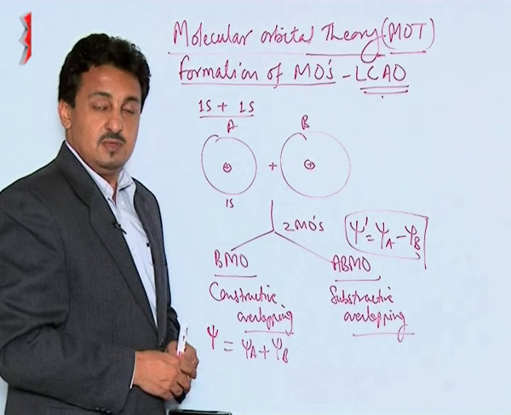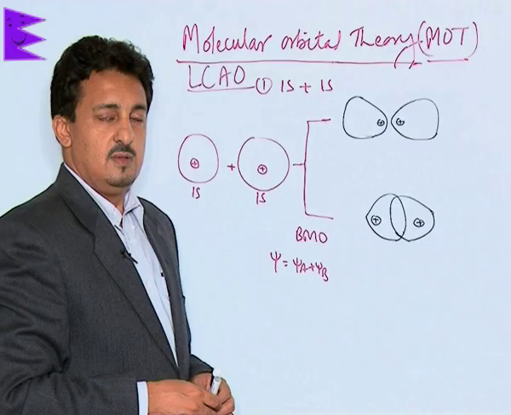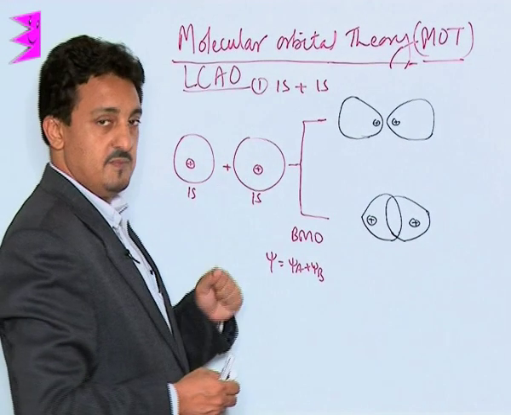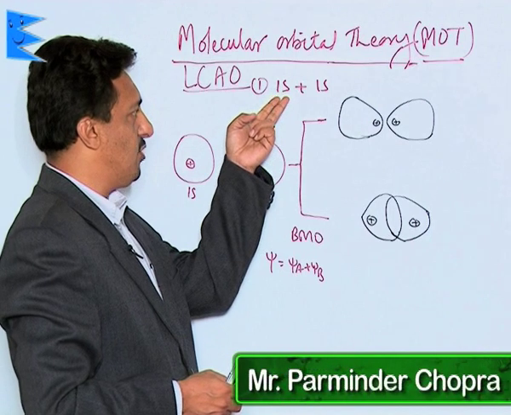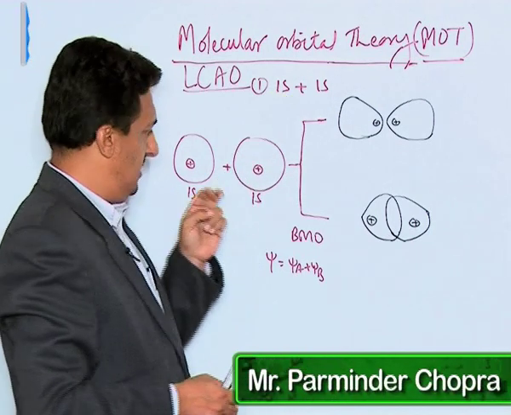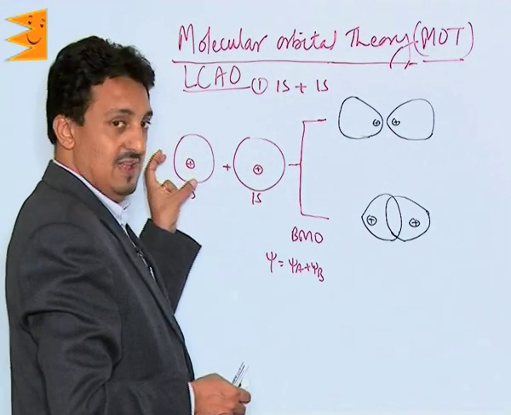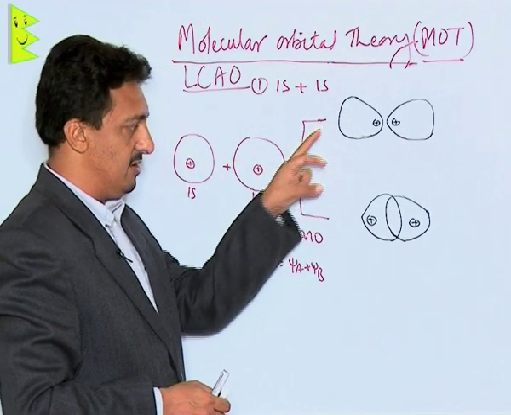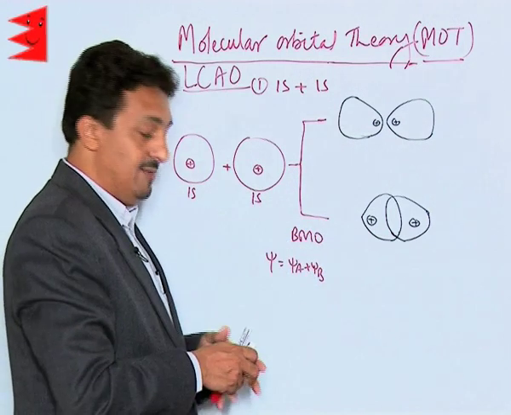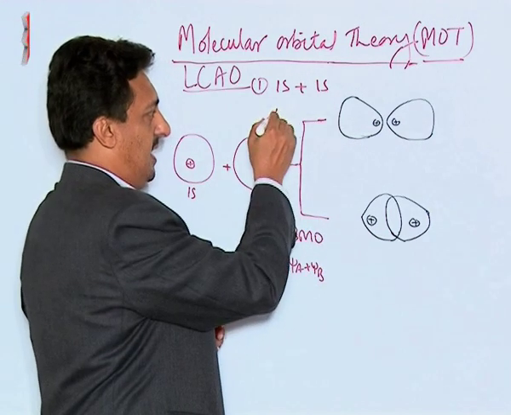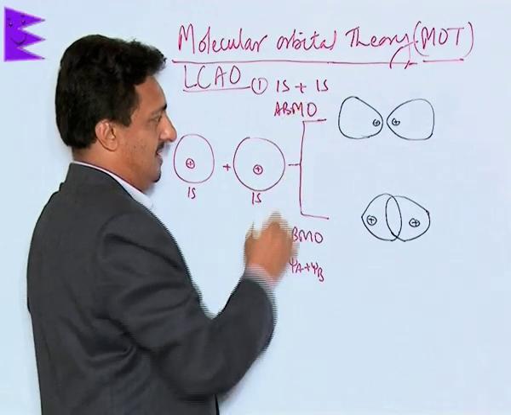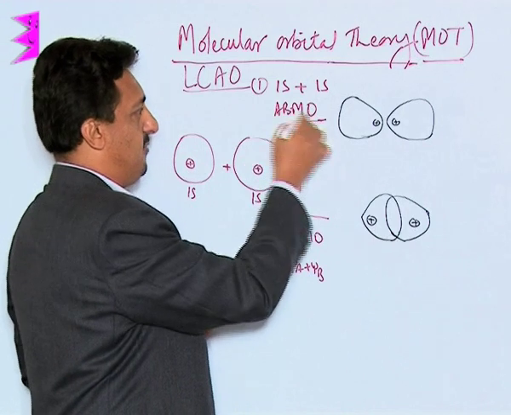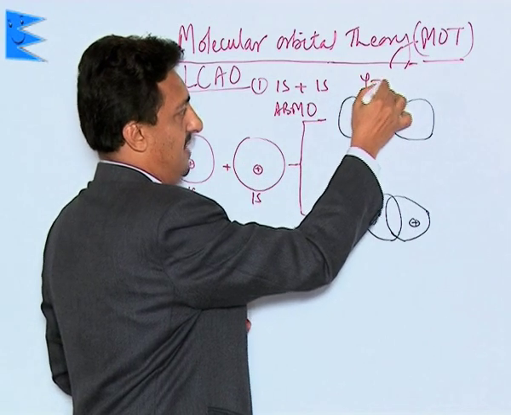Now let us see their shapes. Let us see now the formation of the molecular orbitals as per LCAO. Let's take the first example of a combination of a 1s with 1s. Now 1s orbitals are spherical atomic orbitals. When they overlap or combine with each other, they form two types of molecular orbitals. One is called bonding molecular orbital and another one is called anti-bonding molecular orbital. Bonding is formed by the constructive overlapping, anti-bonding is formed by the subtractive overlapping.